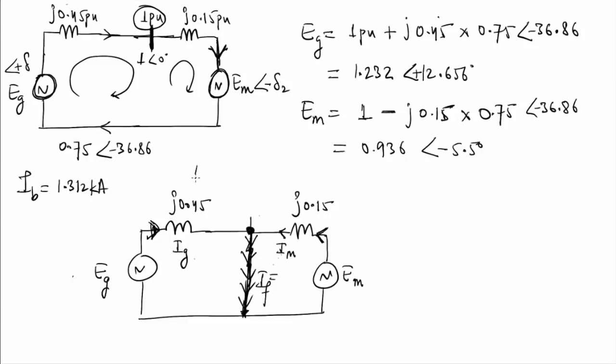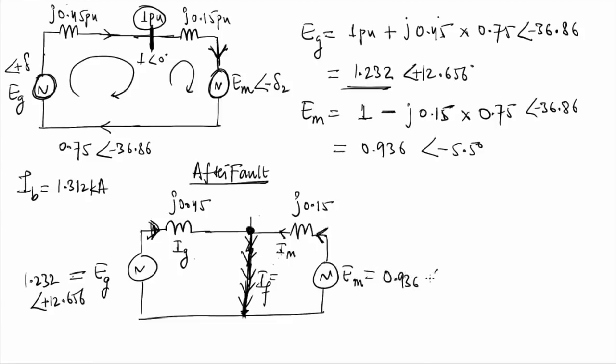Whatever the diagram I made, that is the post-fault diagram. The pre-fault parameters I already found. So when a sudden short circuit fault occurs, EG will remain as it is: EG equals 1.232 at an angle of plus 12.656, and EM equals 0.936 at an angle of minus 5.5 degrees.